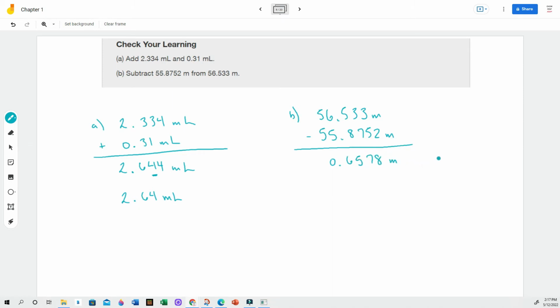Now let's determine where to round. So my top number here has 3 decimal places. My bottom number has 4. So I'm going to round to 3 decimal places, which means I am rounding this 7 right here. I have an 8 immediately to the right, so this is going to round up. So my final answer is 0.658 meters.